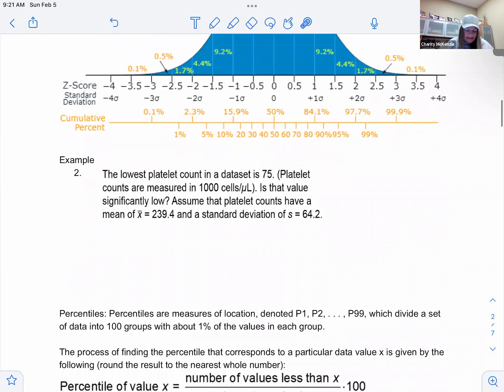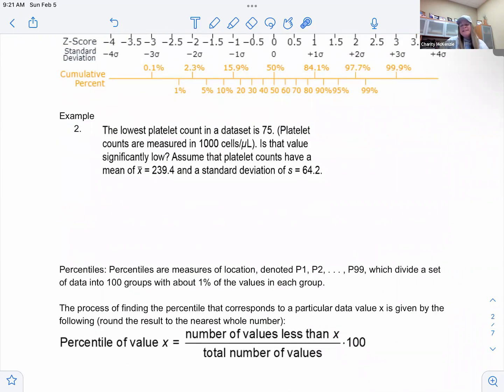Okay, the lowest platelet count in a data set is 75. The platelet counts are measured in 1,000 cells per UL. I'm not really sure what the UL is. Is that value significantly low? Assume the platelet count has a mean of this and a standard deviation of this. So is 75 significantly low? We know it's definitely low if the mean is 239, but is it significant?